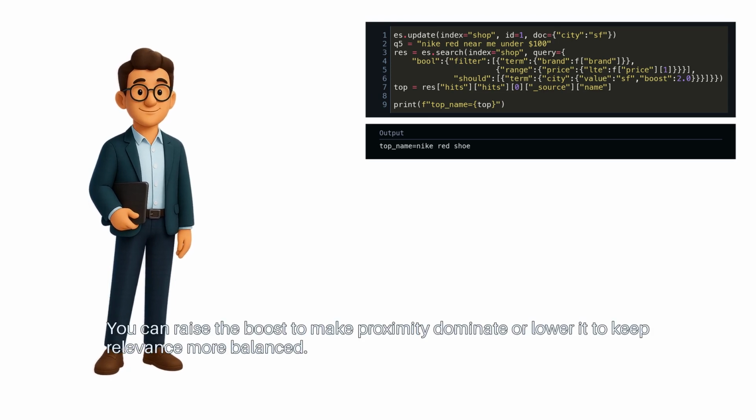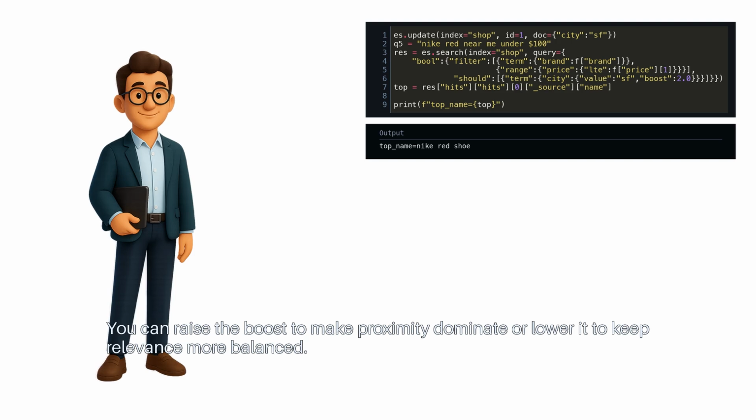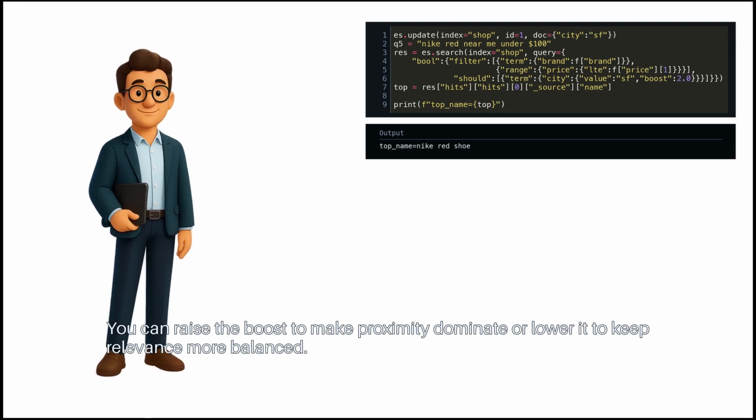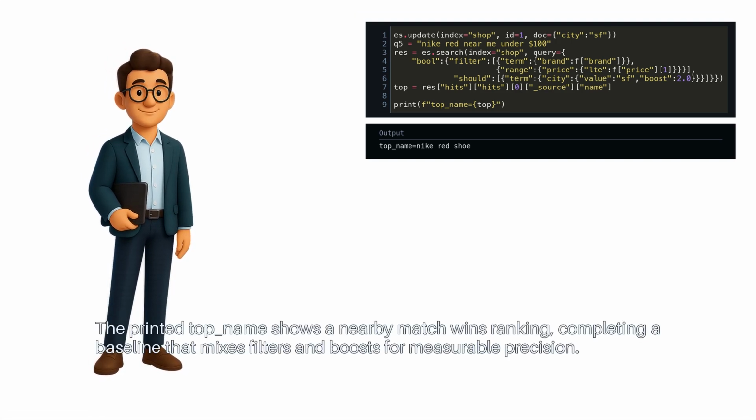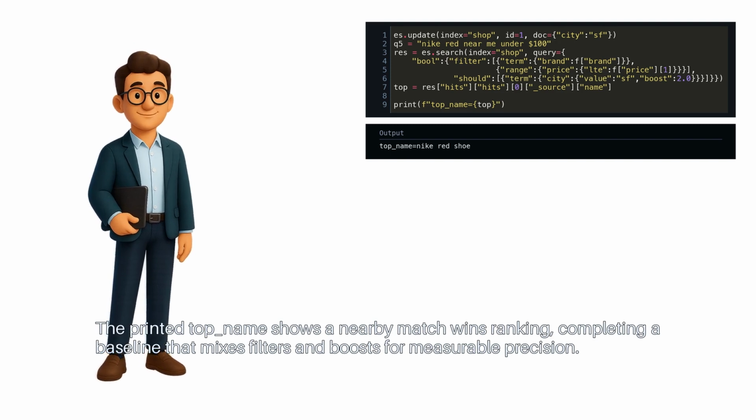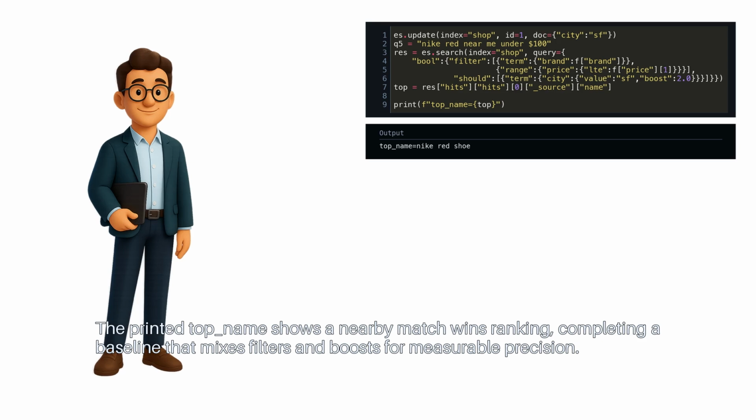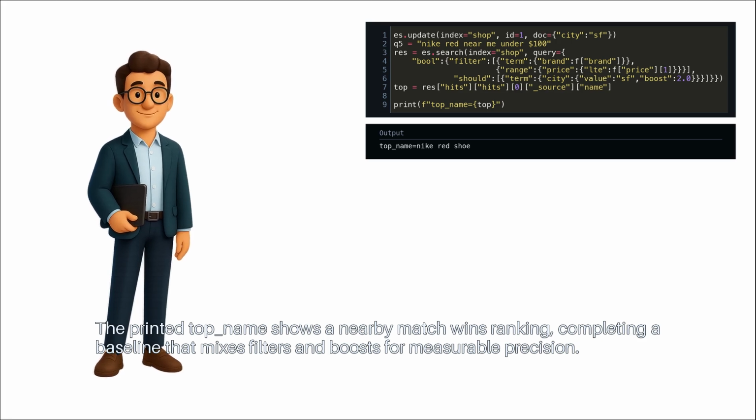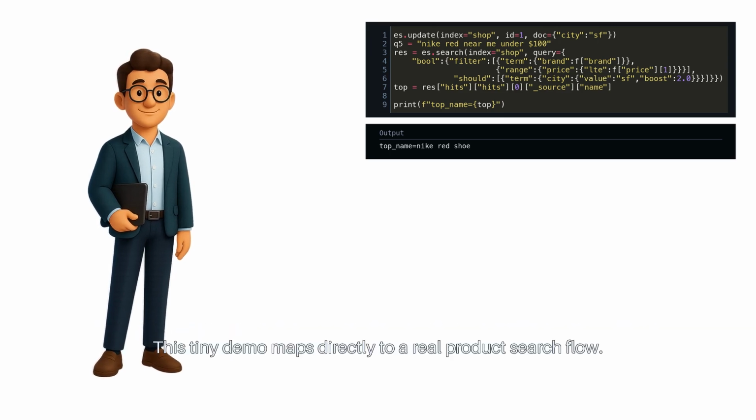You can raise the boost to make proximity dominate or lower it to keep relevance more balanced. The printed top name shows a nearby match wins ranking, completing a baseline that mixes filters and boosts for measurable precision. This tiny demo maps directly to a real product search flow.